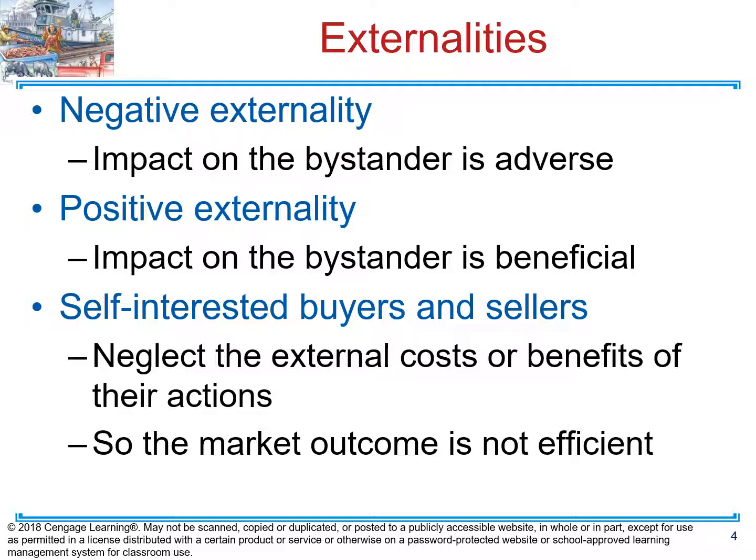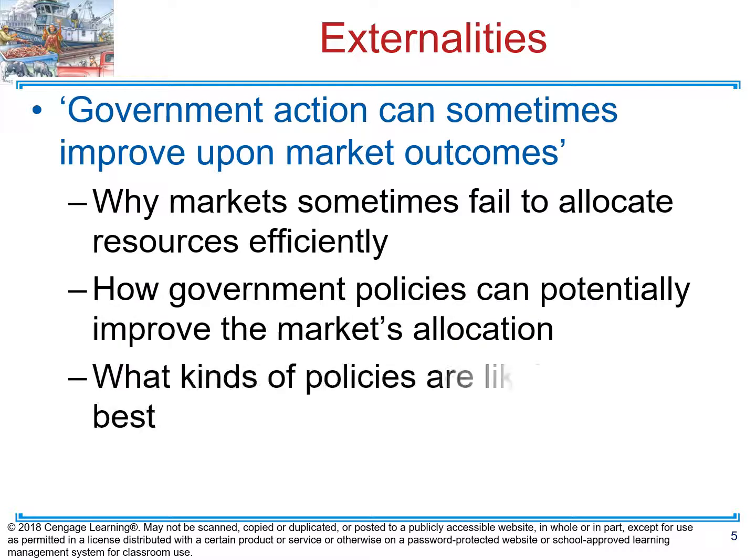Self-interested buyers and sellers neglect the external costs or benefits of their actions, so the market outcome is not efficient. Government action can sometimes improve upon market outcomes. We'll look at when markets fail to allocate resources efficiently, how government policies can potentially improve the market's allocation, and what kind of policies are likely to work best.